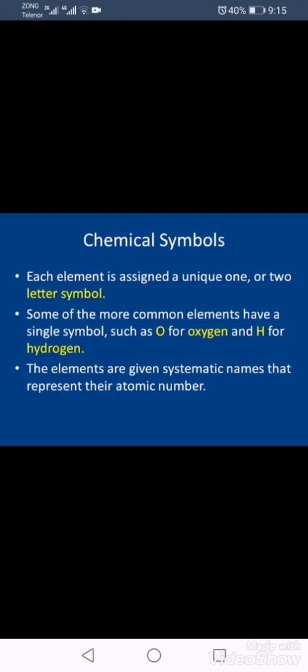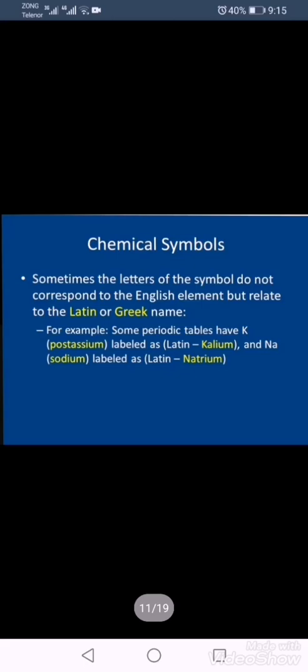There are some elements where the letters of the symbol do not correspond to the English name but relate to the Latin or Greek name. For example, in the periodic table K stands for potassium, which comes from the Latin kalium. Sodium's symbol is Na, but the name is totally different from the symbol. Na stands for natrium.